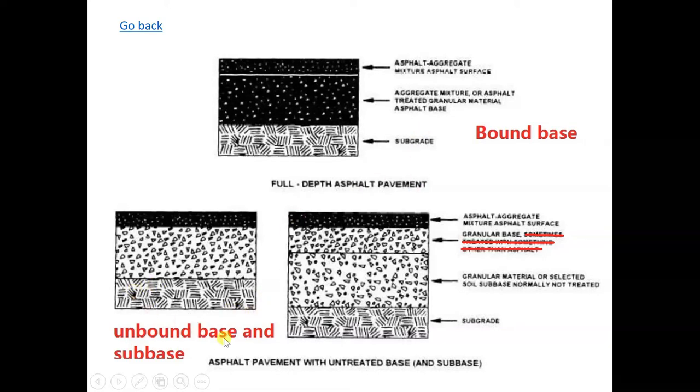Whereas for the unbound base and sub-base, this one is untreated. They are just aggregates spread on the road by a machine, the grader or the spreader, and then compacted by a roller. We don't add any cement or any bitumen to it.